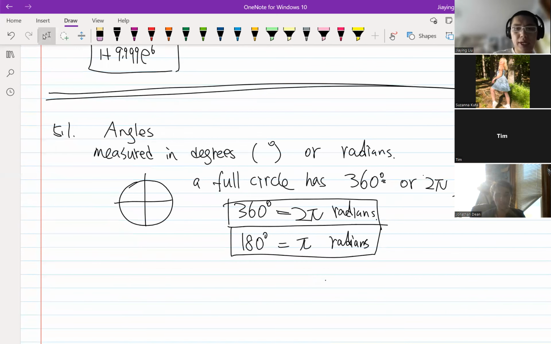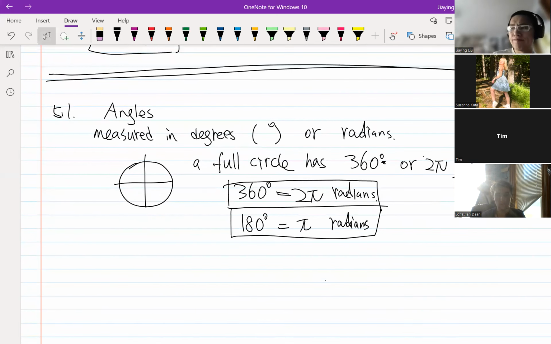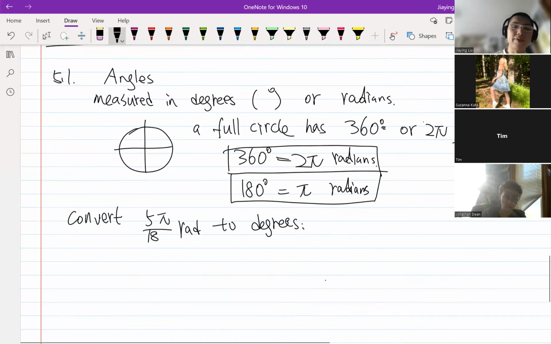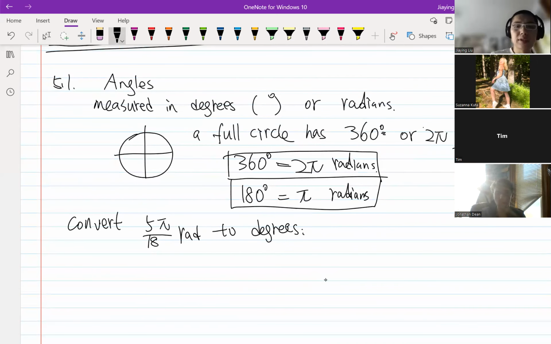But let's do that. Well, let's see. Let's do it now. So convert the following angles. So let's say convert 5 pi over 18 radians to degrees. So suppose I want to convert 5 pi over 18 radians to degrees. What I'm going to do is I'm just going to write down 5 pi over 18 radians first. And I want to convert this to degrees.